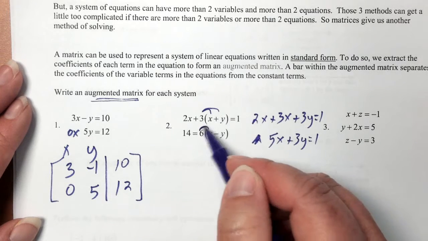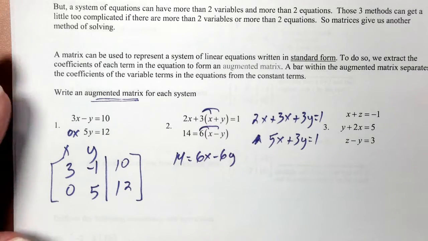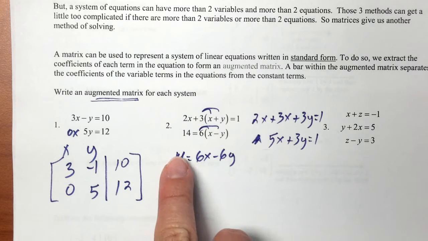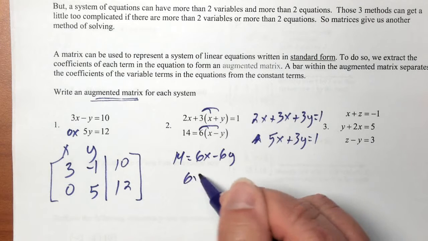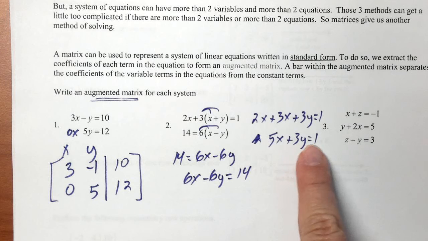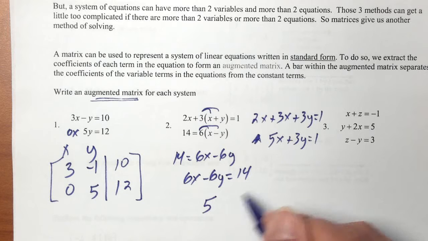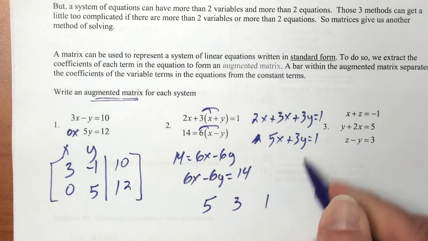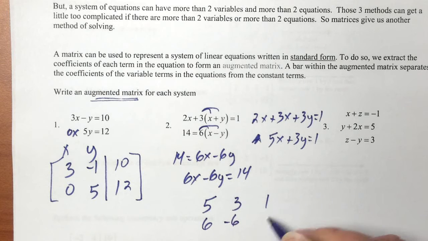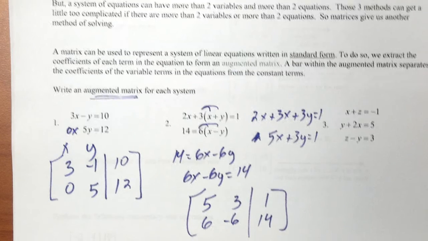On the other equation, I distribute my 6. 14 equals 6x minus 6y. We just have the equal sign, and the 14 is on the wrong side, so we could rewrite that as 6x minus 6y equals 14, and that's fine. And now we've got x, y, equals number, and this one is x, y, equals number, so we're good to go. So 5 for the x, 3 for the y, 1 for the constant at the end. And my other equation had a 6 for x, -6 for y, and a 14 for the constant at the end. So there's my augmented matrix.